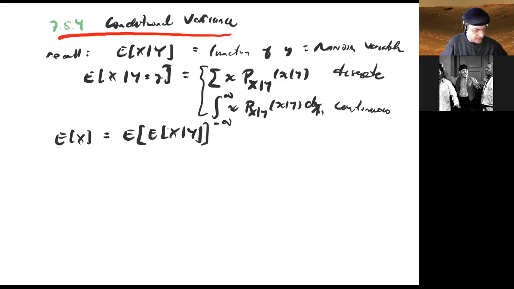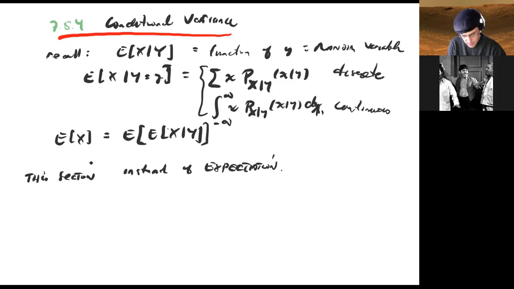So, and this was related to our partition formula that I talked about today. Okay, so today, in this section, 7.454, instead of expectation, we can talk about a version of variance. We do variance.